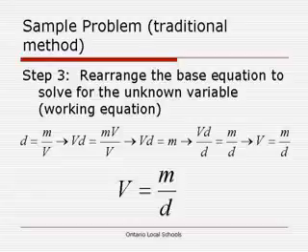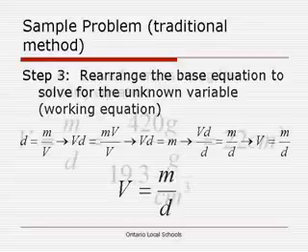Step 3 is that we will rearrange the base equation to solve for the unknown variable. We already did this on a previous slide. It's quite complex, but we will get volume is equal to mass divided by density when doing it the traditional way.